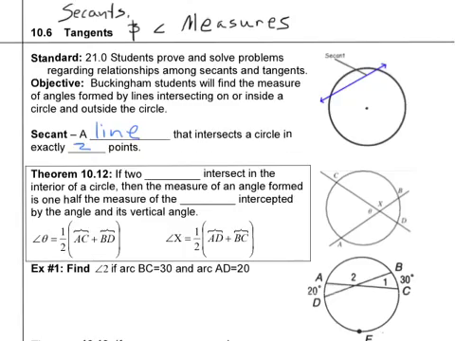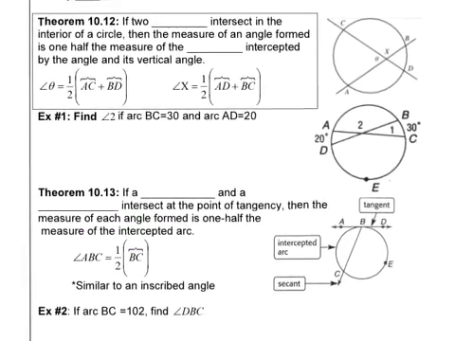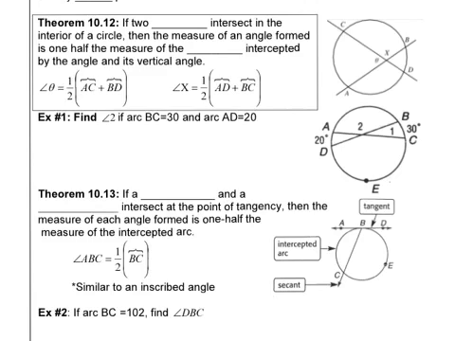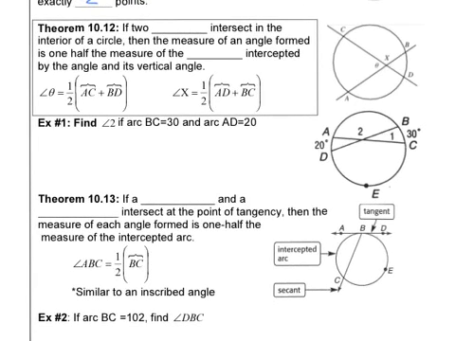Okay. A couple of interesting things happen here. Let's take a look at theorem 10.12. It says if two lines intersect in the interior of a circle, then the measure of an angle formed is 1/2 the measure of the arc. Sorry, my A in arc is a little off. Intercepted by the angle and its vertical angle.